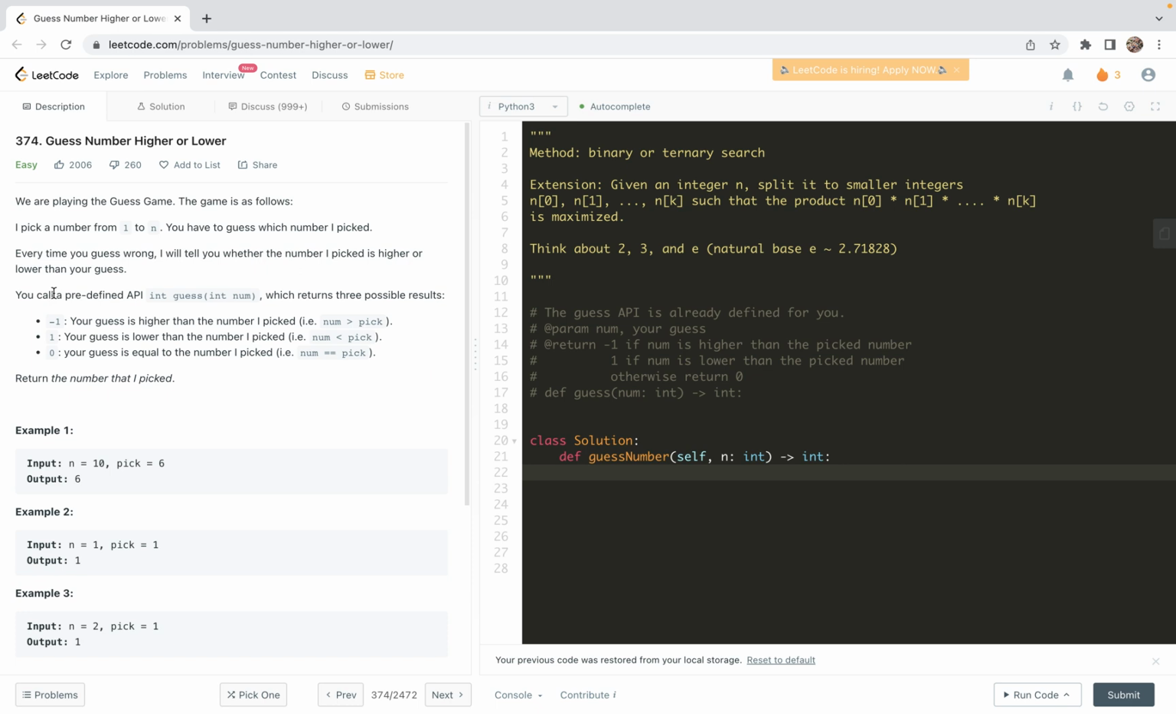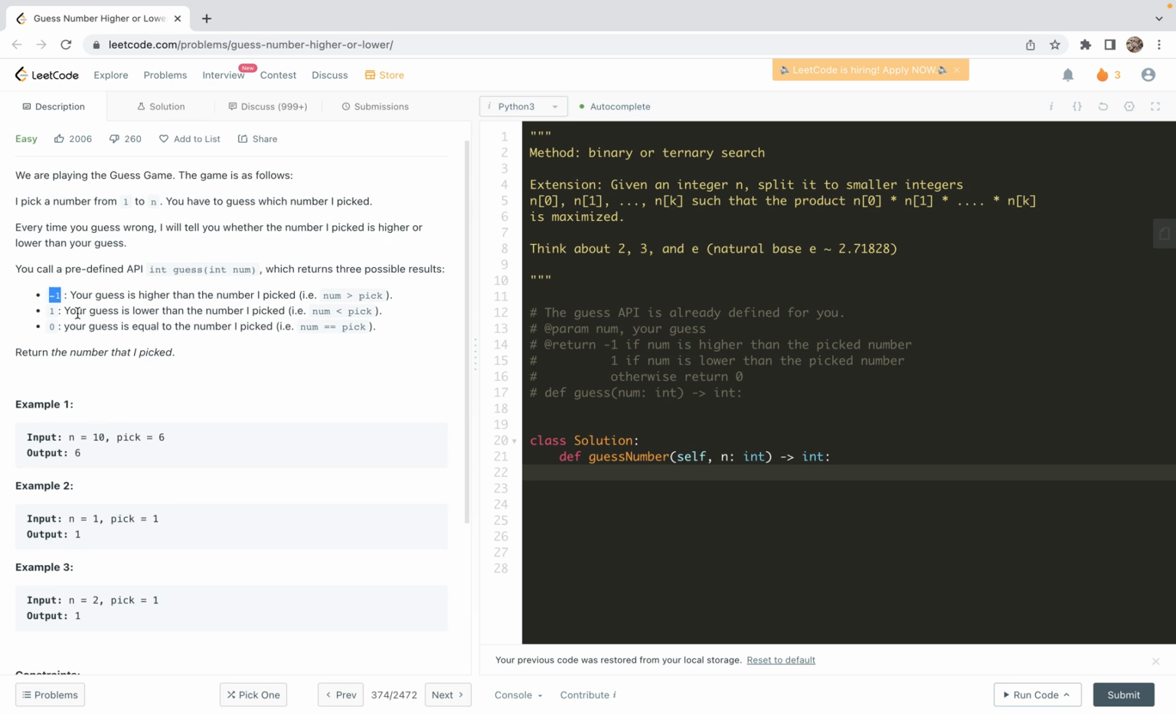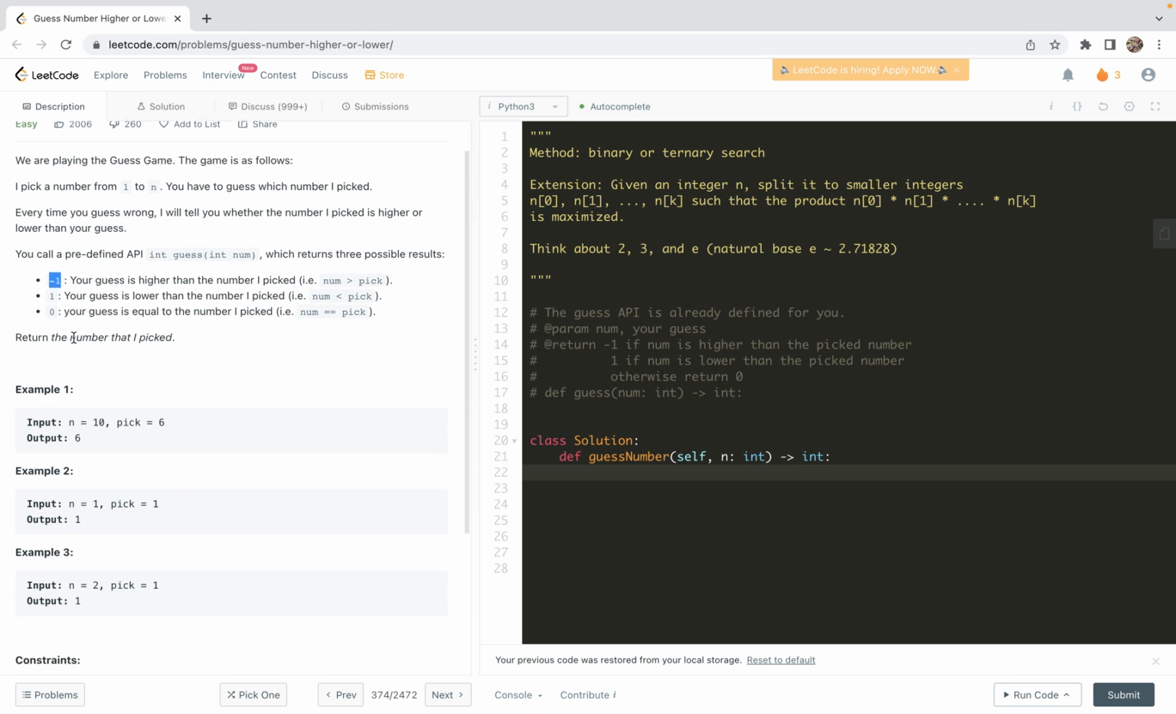This judgment is given through a predefined API. This method is called guess. If we get a 0 from the API, it means that we are picking right. If we get a -1, it means that our guess is higher than the number, right? Similarly for +1. We are required to return the number picked.